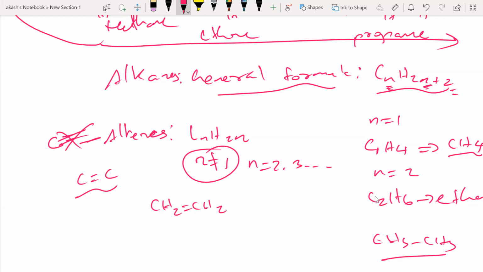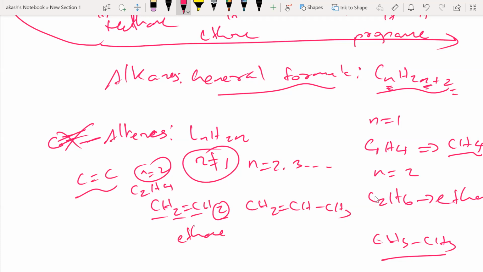Now I can check the formula. If I put n equal to 2, I will get C2H4: C2, H4. Then I replace one of the hydrogens here and get, say, CH2=CH-CH3, something like this. This is ethene, not ethane, and this is going to be propene. Like this, you'll be able to see.